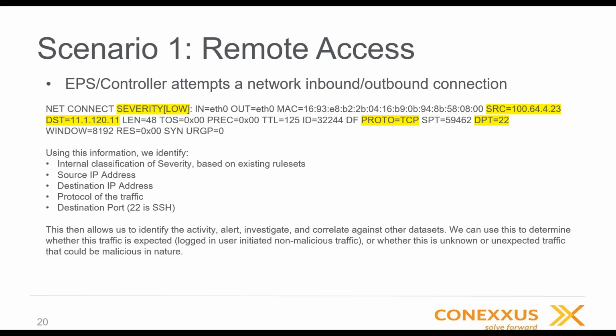So what I'm going to do is take this and determine what happened, why it happened, and correlate this against any VPN that occurred from a support team, et cetera. This then allows us to identify that activity, to alert, investigate, and then correlate it against those other data sets. And we can use that to determine whether the traffic was expected as part of maybe that support VPN, or whether it's unknown or unexpected traffic that could be malicious in nature. From that point, we're then able to establish a response plan, whether that be to block this system, block its outbound or inbound access, and then begin remediation as need be.